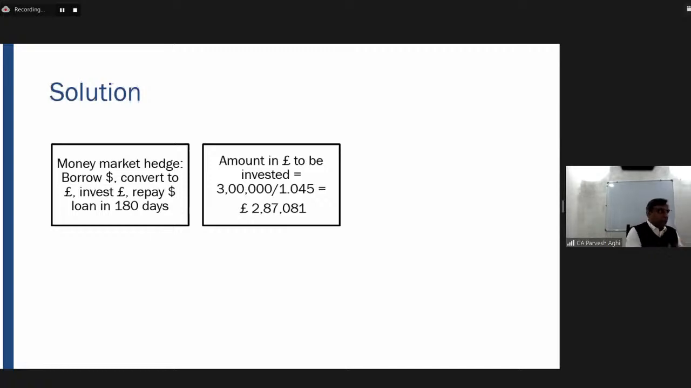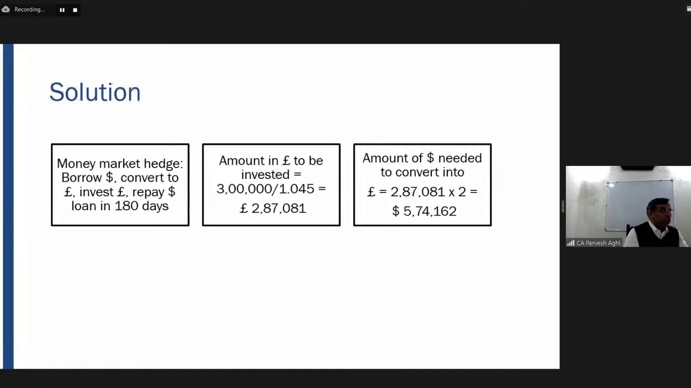Ultimately, you have to pay 3 lakh pounds, so you should have 3 lakh pounds in your hand after 6 months or 180 days. How much should you invest today? About 2,87,000. You divide by 1.05 so that it grows to 3 lakh pounds. So you must have this many pounds with you. How are you going to arrange these pounds? You are going to borrow in dollars.